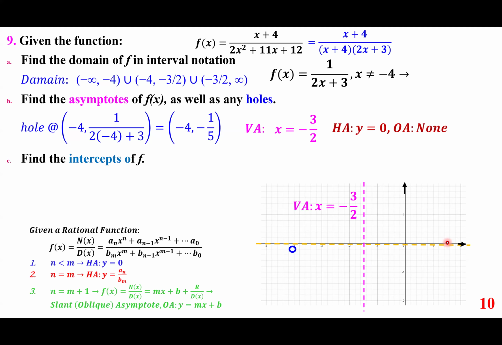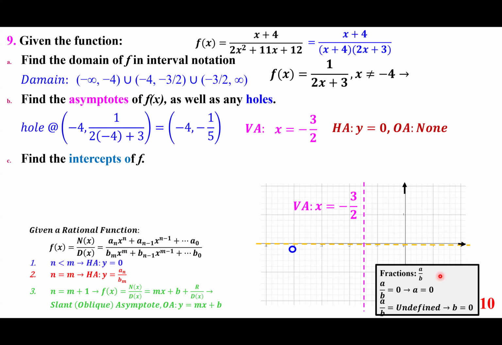Even if they don't ask you, you always have to look for intercepts, always. And I want to remind you that if you have a fractional format a over b, a fraction is 0 if the top is 0, a equals 0, and is undefined otherwise. Okay, so it's important to understand that.